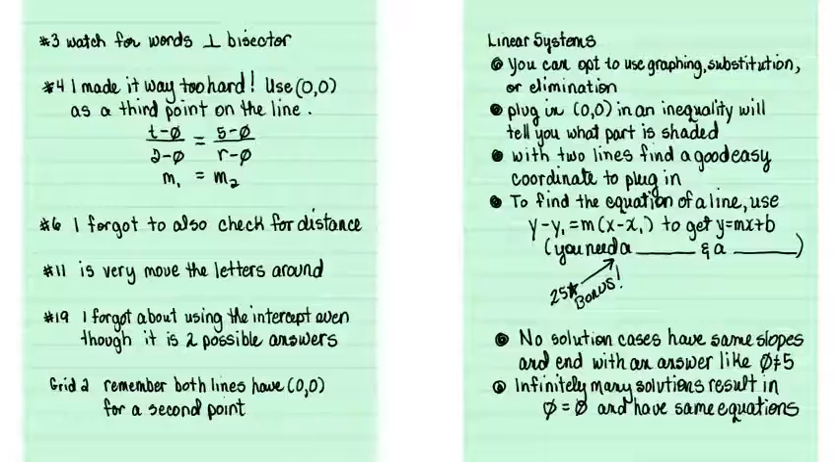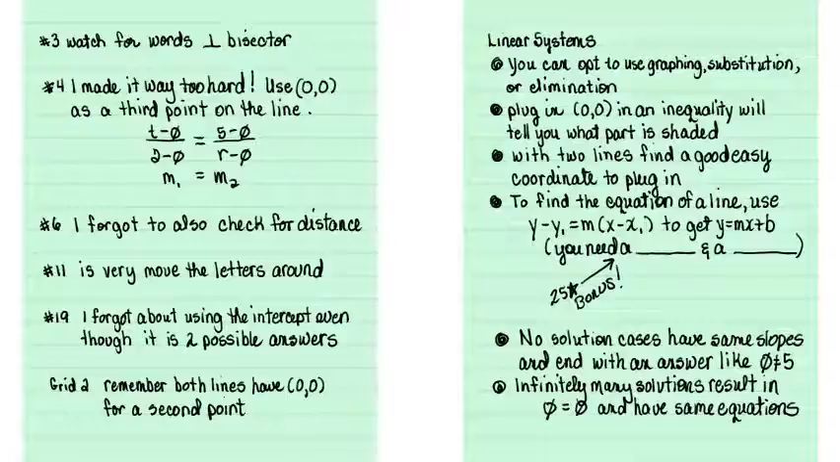On the linear systems, you can opt to use graphing, substitution, or elimination. With inequalities, you can always put in 0, 0 to see what part is being shaded here. With 2 lines, find a good, easy coordinate to go and plug in. To find the equation of the line, use the point slope formula. You got a 25 star bonus if you let me know what the 2 words are that should be in there.